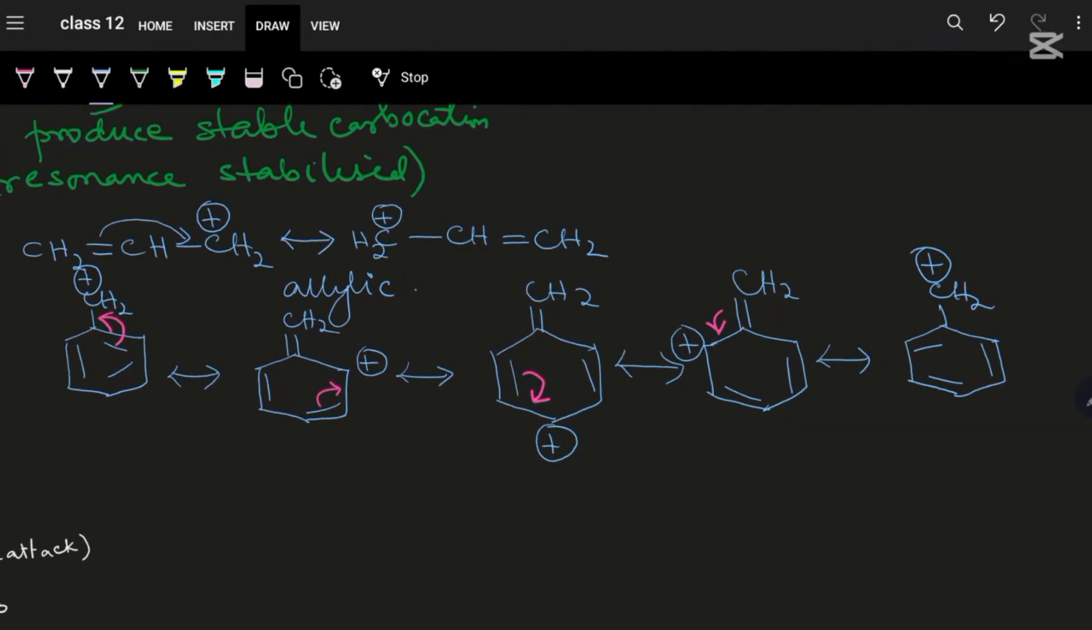So these are the resonating forms of allylic and benzylic. The first one is allylic, the second one is the benzylic carbocation respectively, like this. This is how you can draw the resonating structures of the allylic carbocation and benzylic carbocation. In case of allylic, we can see we are getting equivalent resonating forms.